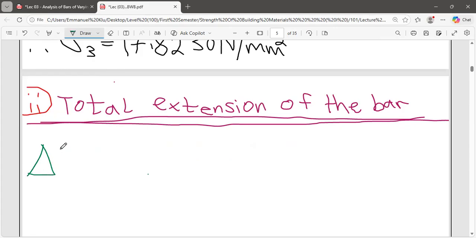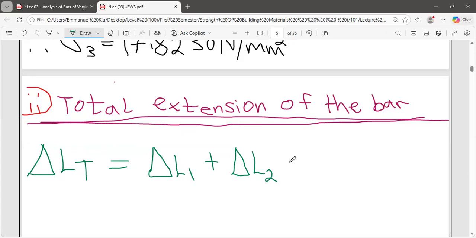That is the total extension of the bar. Since we have three sections, we can say that the total extension of the bar is equal to the change in length in section 1, plus the change in length in section 2, plus the change in length in section 3.